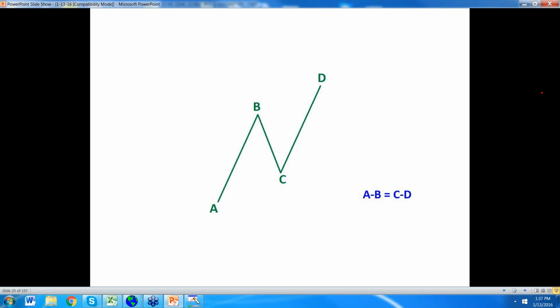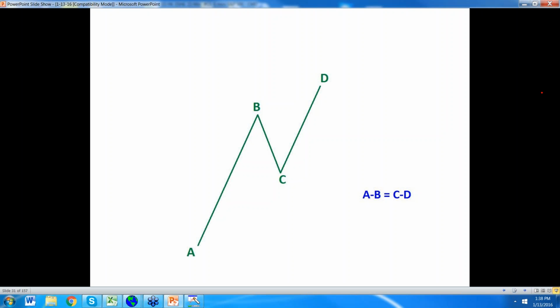Now, how do we get this to help us? Okay, well, we want to focus on the pullback at point C. Point C is the retracement, the BC pullback against the AB up move. So point C is very, very important because point C as a retracement against the AB move will indicate how strong this uptrend is.